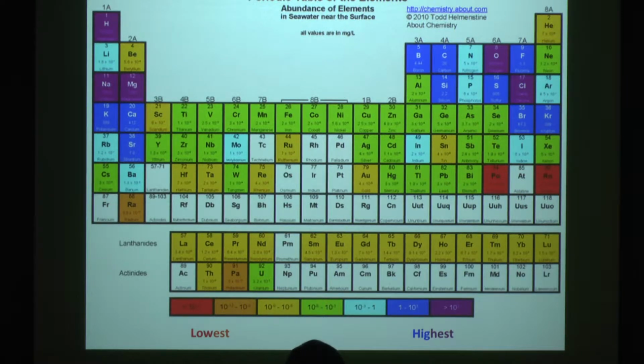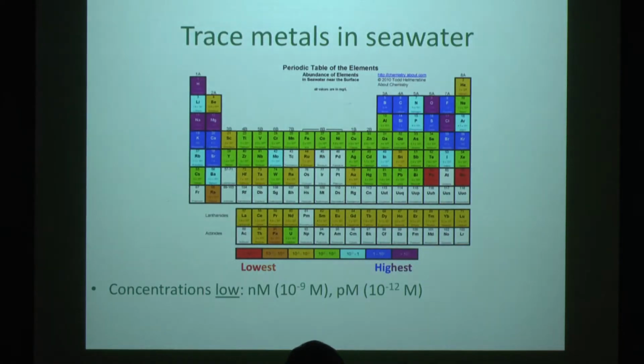The trace elements that we study in my lab, these bioactive trace metals, are these transition metals here in the middle, colored in green. So they're 1,000-fold less abundant than the macronutrients. Their concentrations are low, right? So nanomolar concentrations, 10 to the minus 9 molar, in some cases picomolar concentrations, 10 to the minus 12 molar. This makes them really challenging for us to study analytically and to collect samples.